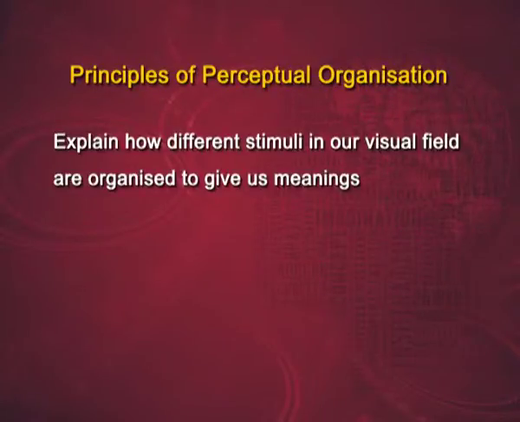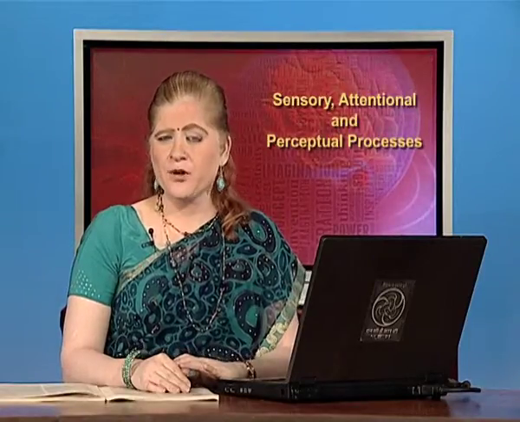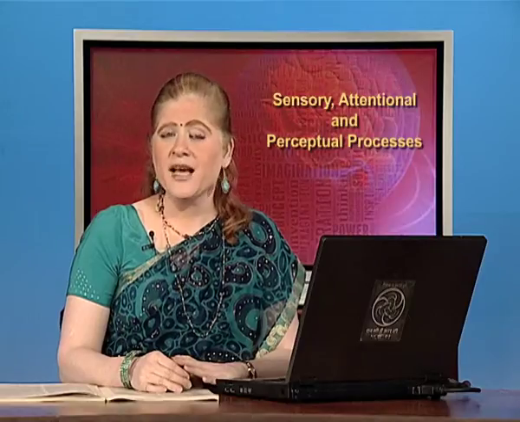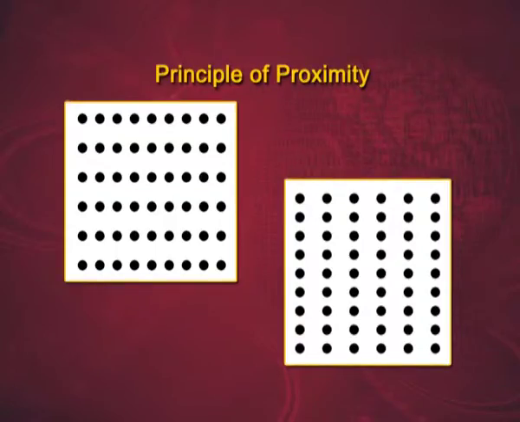These principles explain how different stimuli in our visual field are organized to give us meanings. Let us deal with 7 of them. The first is the principle of proximity. We tend to perceive things together when they are nearer in space and time. You see a diagram on your screens. In the diagram on the right, you will say that the dots are arranged in different rows.